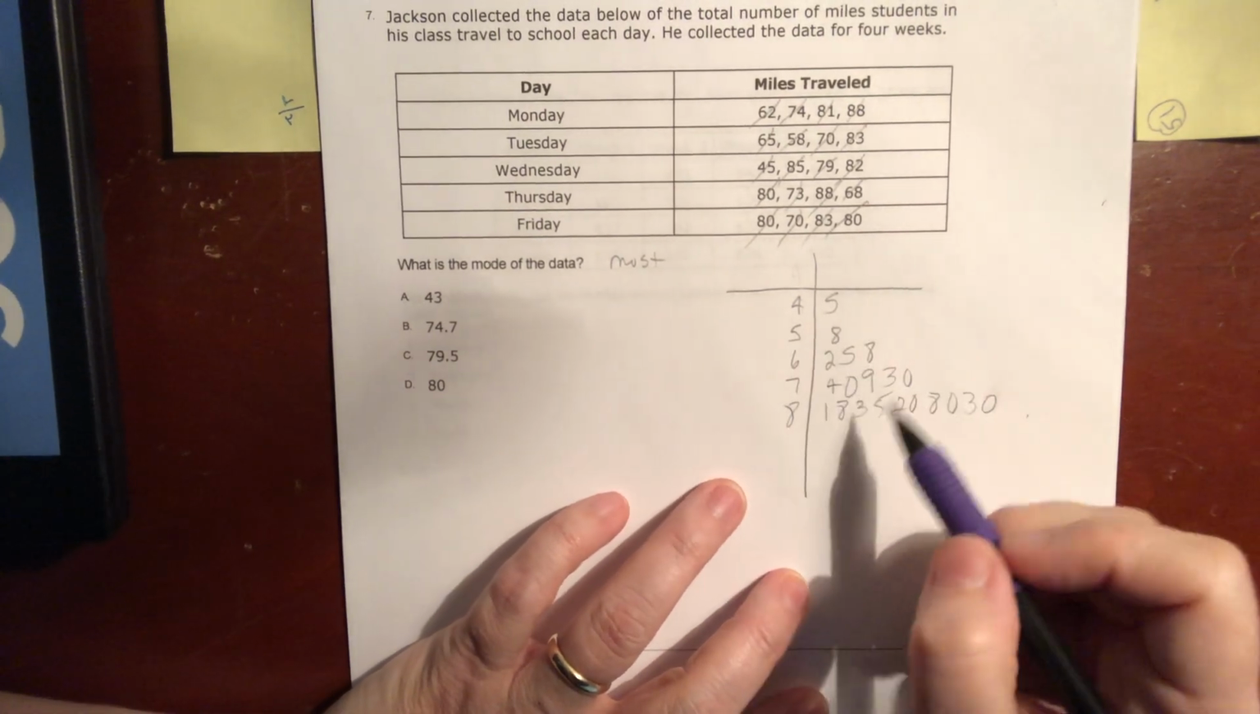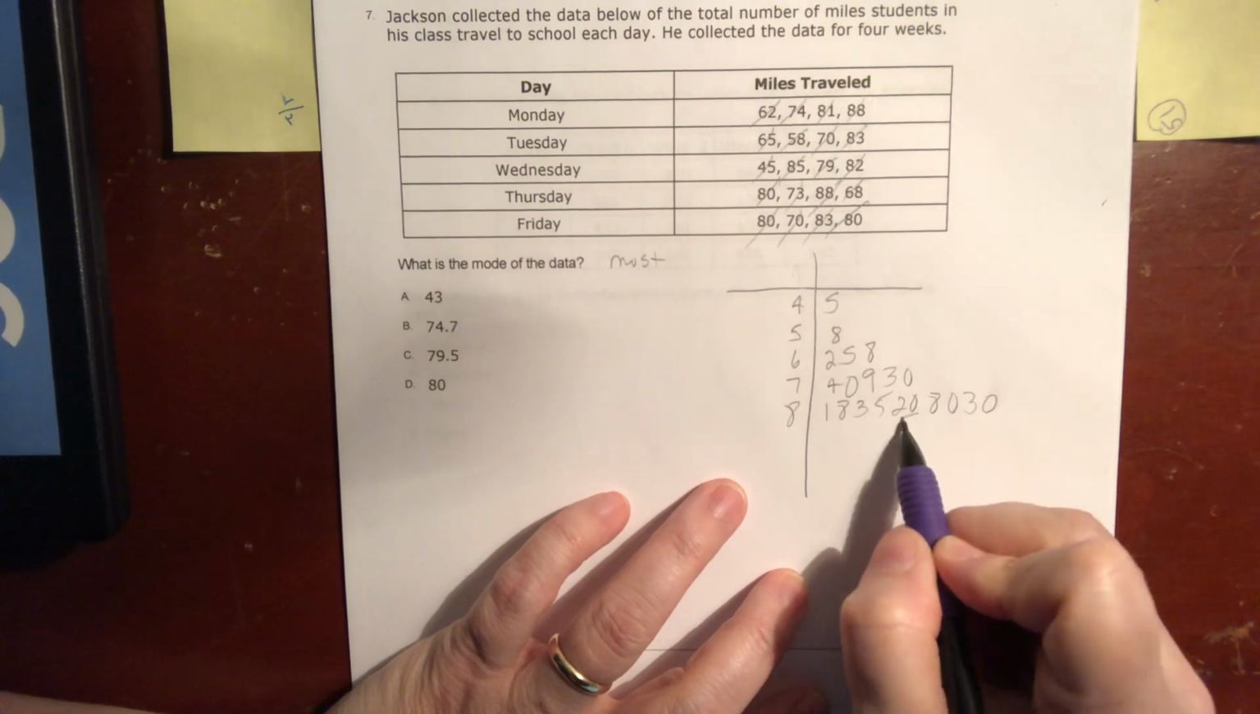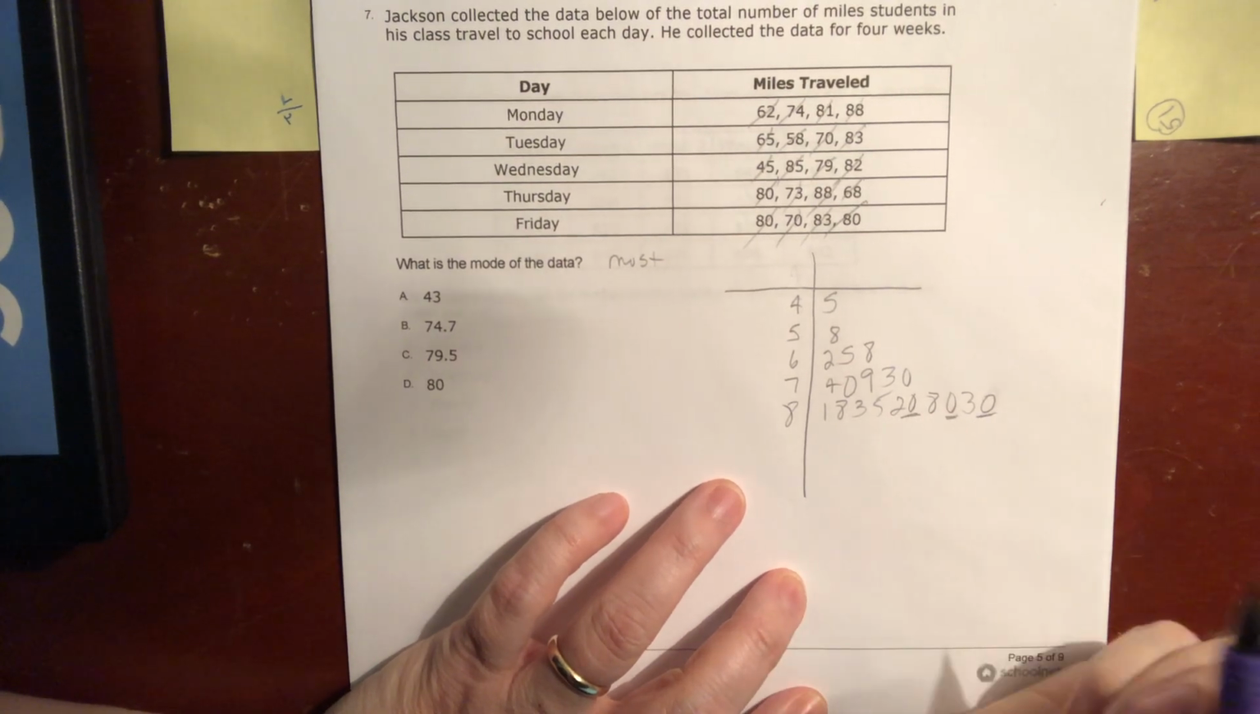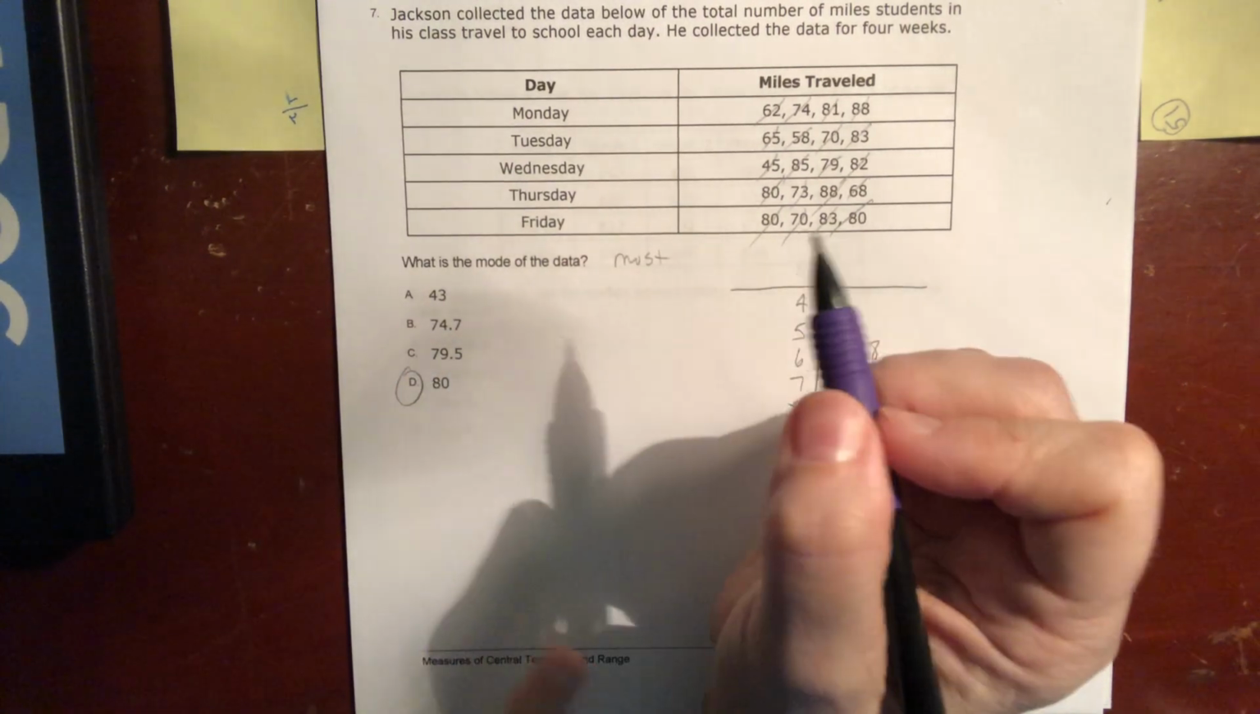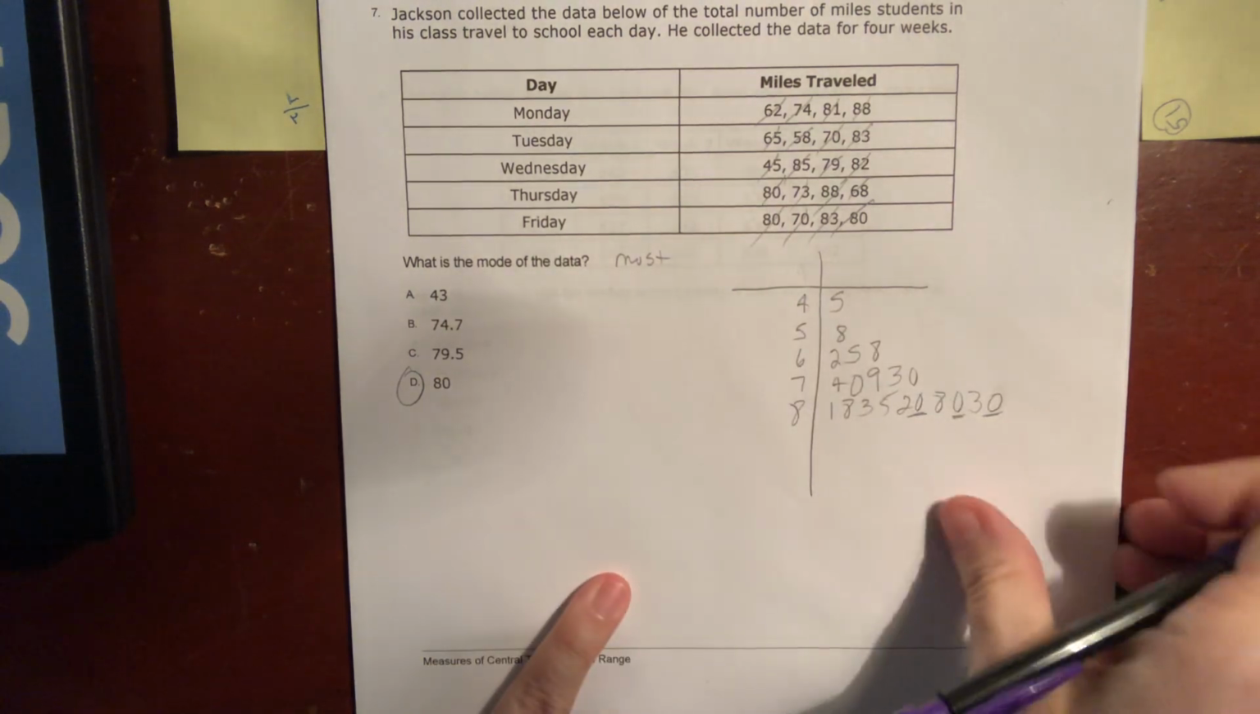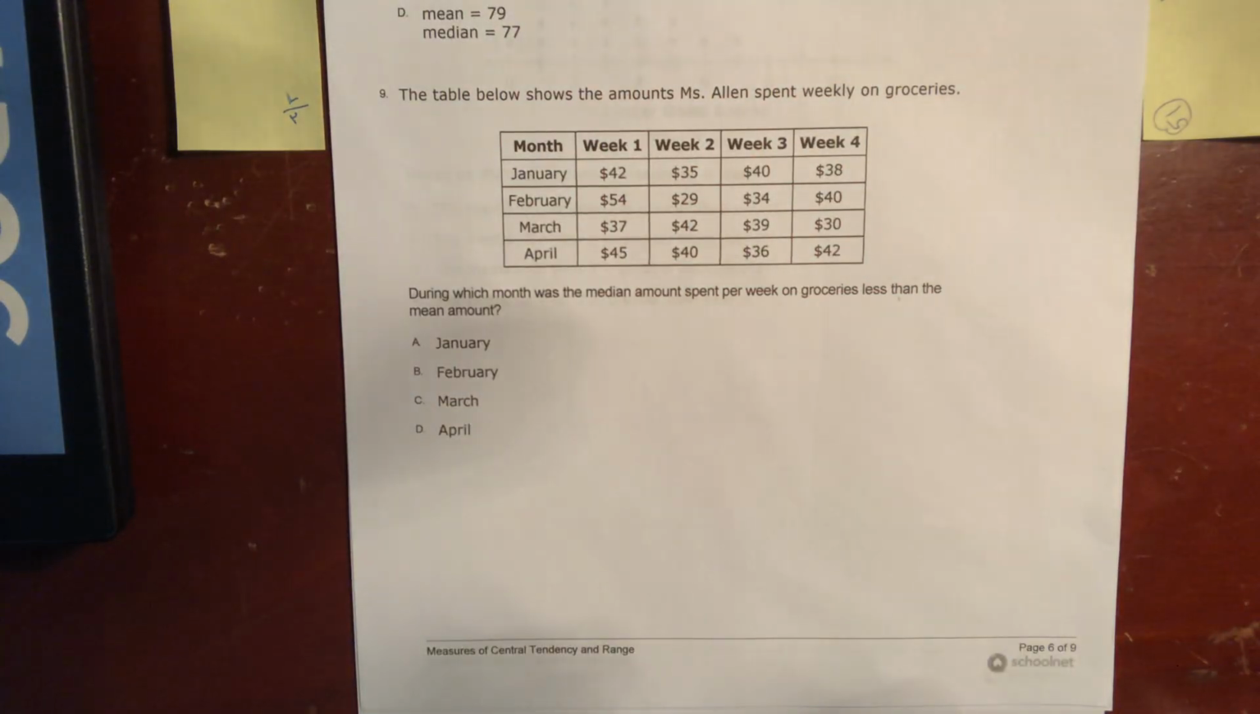So let's look down here. We have 3 80s. So I believe the answer is D. 7 is D. All right, let's keep going. A lot of D's in this one.